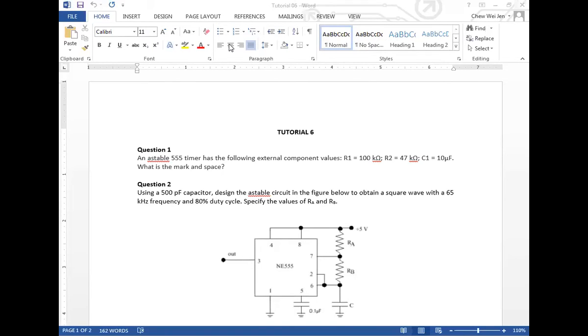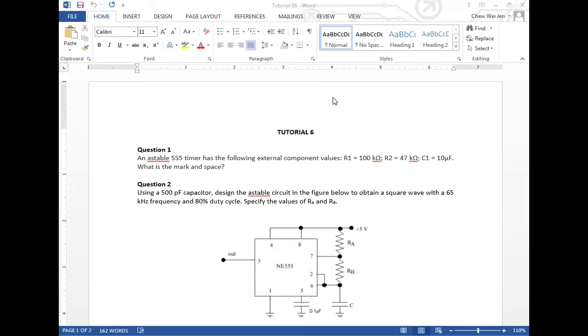So tutorial 6. The first question for tutorial 6 is: given that an astable 555 timer has the following external components, R1 equals 100 kilo ohms, R2 equals 47 kilo ohms, C1 equals 10 microfarad. What is the mark and space?